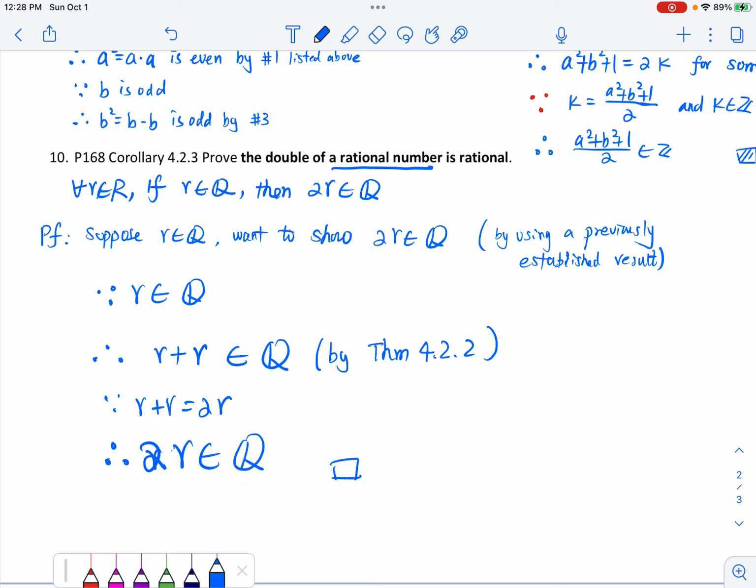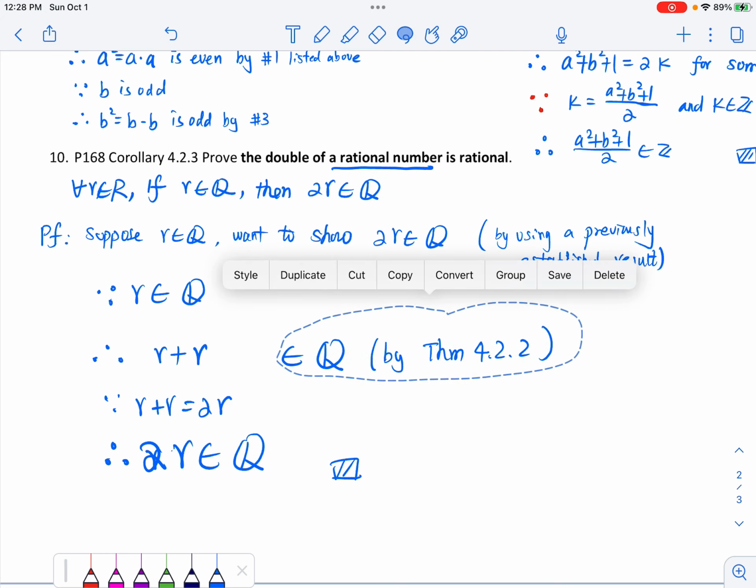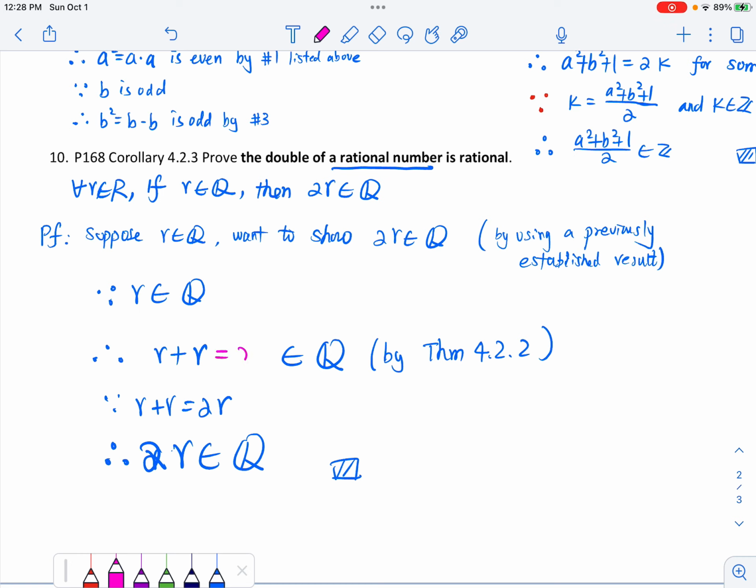Do you see that we quickly proved this by using a previous result? Here I break that into two steps, which is sufficient. You can combine these two into one; you really don't need to make another line. You can just say, now R plus R, which is 2R, is therefore rational by theorem 4.2.2. All right, this concludes this section.